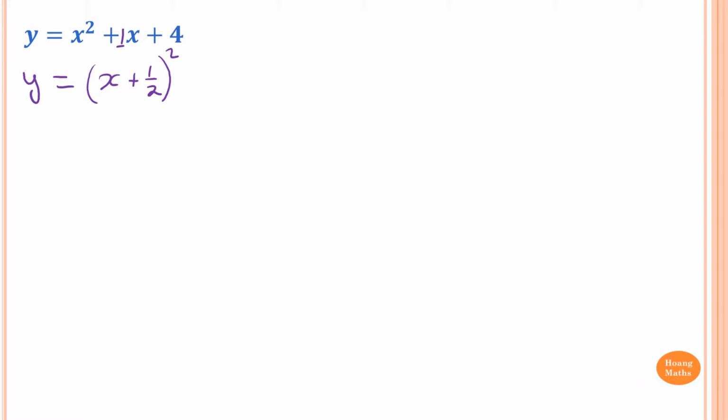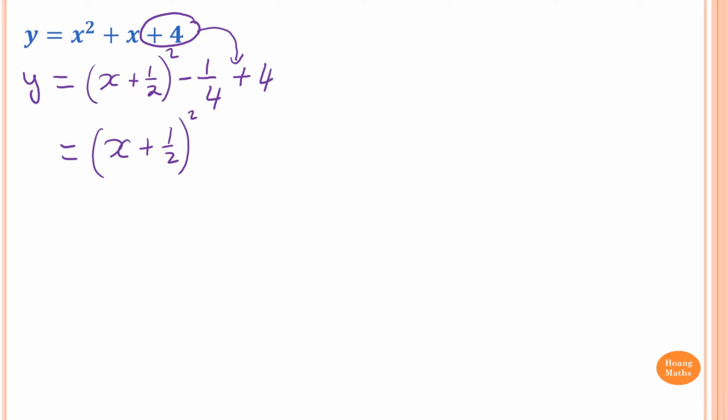So all squared. Now if we expand this out, it gives me exactly the same up to here, but this has a half squared extra. So half squared is a quarter, so I minus this one out. So minus a quarter. Now this 4 here, I just write it out, so add 4. Now all I need to do is simplify this. So this means y is x plus a half all squared, 4 minus a quarter, which is plus 3 3/4.